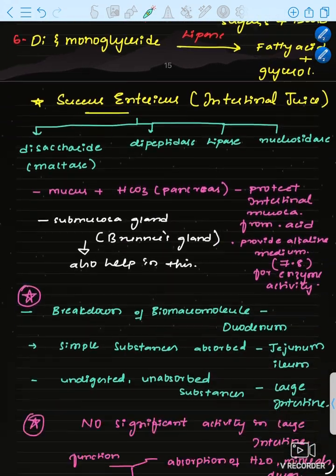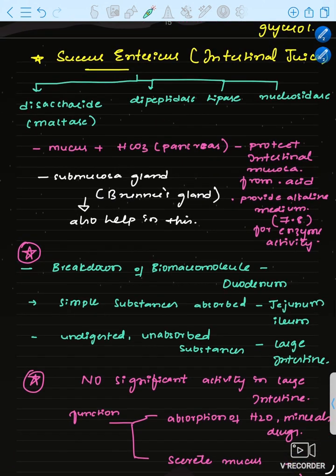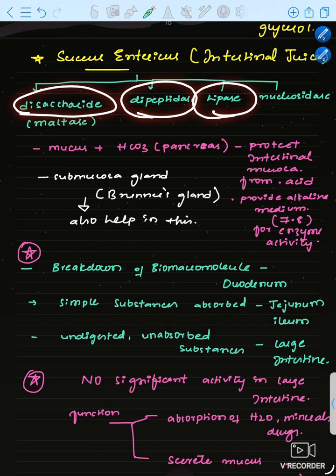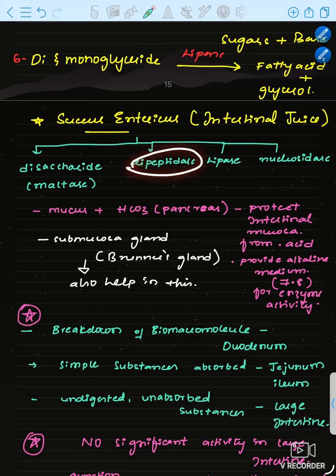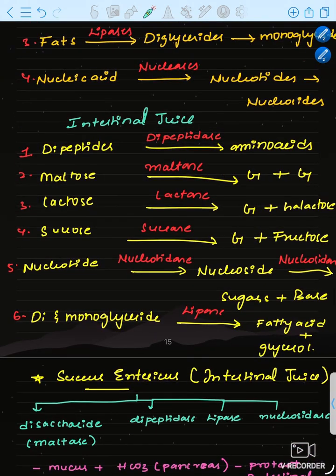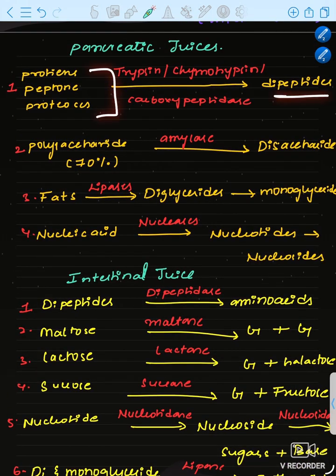The intestinal juice I will tell you after this. Okay, this is succus entericus. I already told you, from the brush border cells of the small intestine, succus entericus, that is intestinal juice, will be released. In intestinal juice, what are the enzymes? Disaccharidase, dipeptidase, lipase, nucleosidase. So here also dipeptidase. What were the pancreatic enzymes? Trypsinogen, chymotrypsinogen, procarboxypeptidase. Here dipeptidase, because in pancreas proteins are broken down into dipeptides.